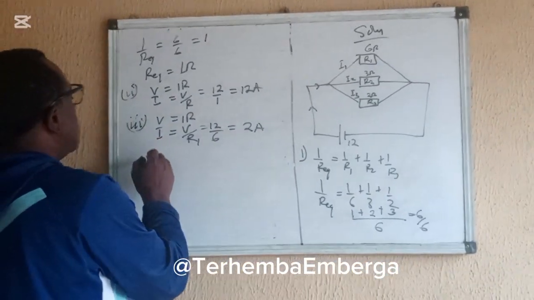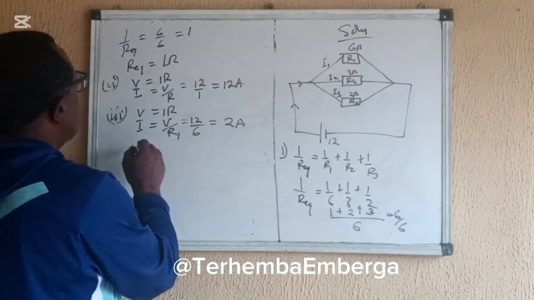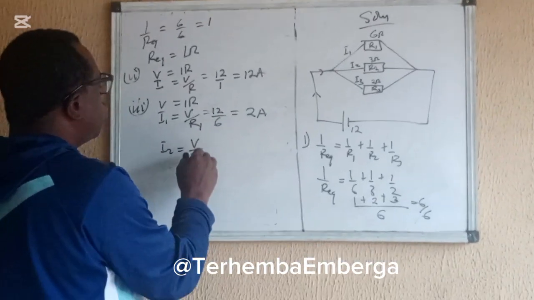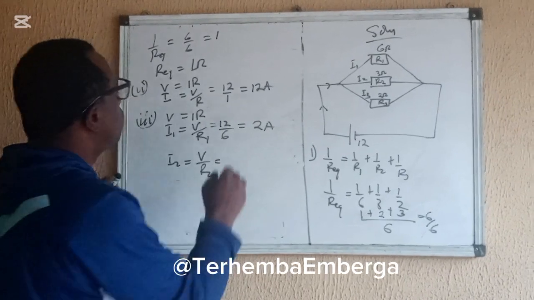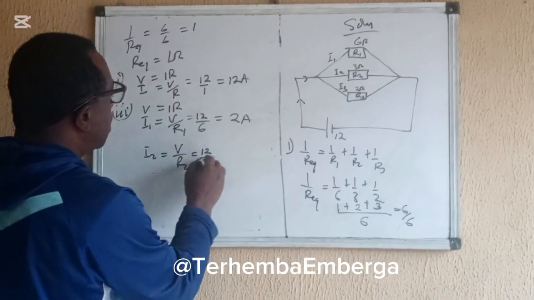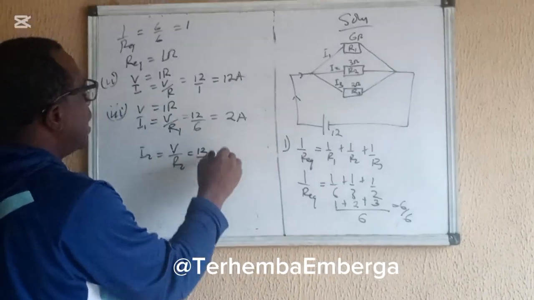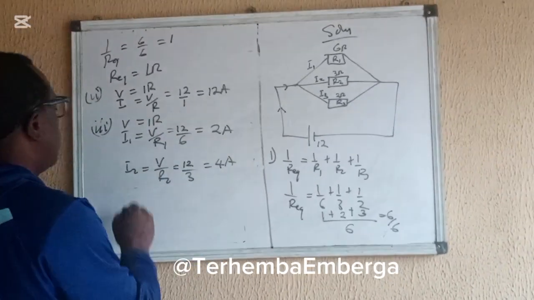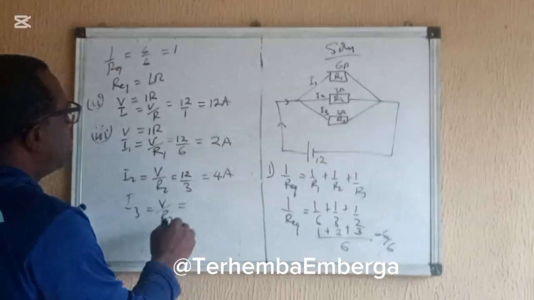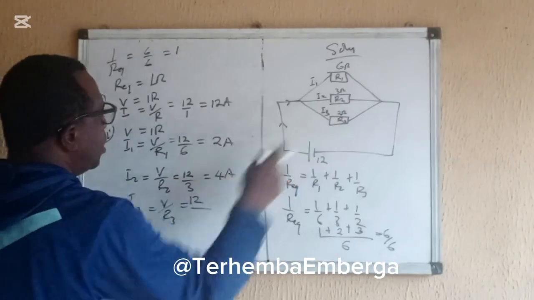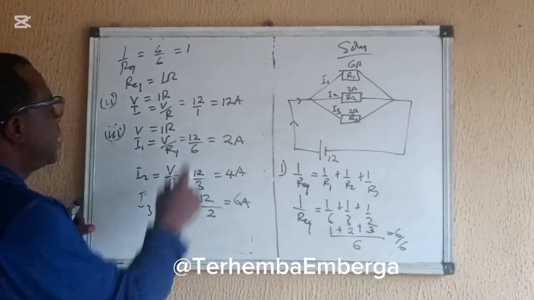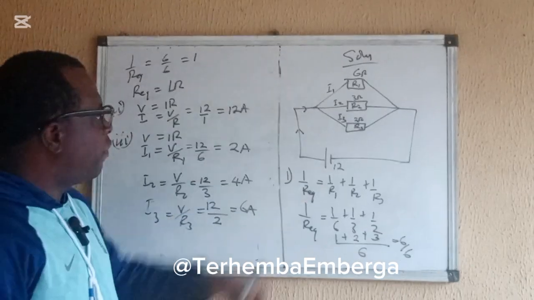Then for the second resistor, I2 now will be equal to V all over R2, which will be equal to, V is still 12, R2 is 3. So 12 divided by 3 is what? 4 ampere. Then for I3, we have V all over R3, which will be equal to 12 divided by 2. 12 divided by 2 is 6 amp. So this is the current passing through each of these.